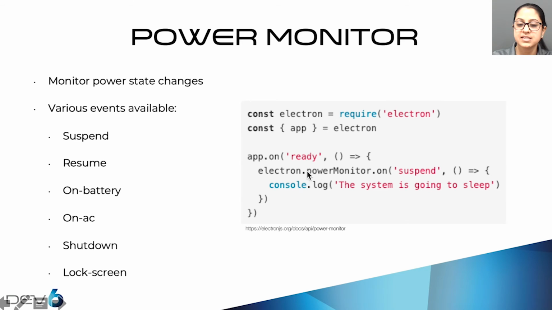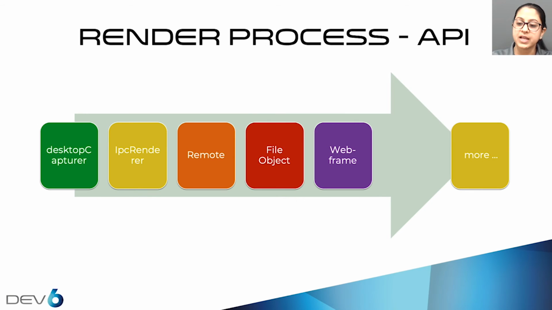So if you can see in the snippet, just electron.powerMonitor.on('suspend'), you can write the system is going to sleep, as simple as that. So here we come to the end of some of the APIs which we covered in main process. The list is so big, you can obviously visit the documentation and go through all the main process APIs which are available.